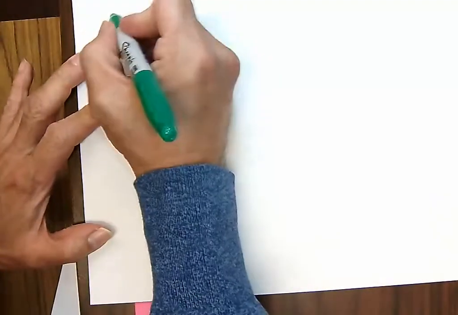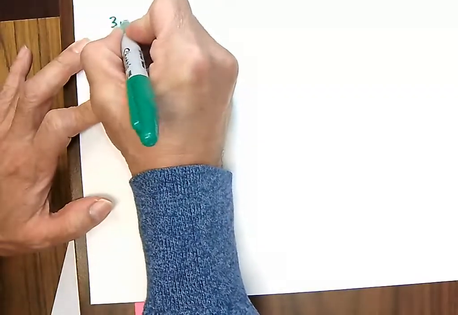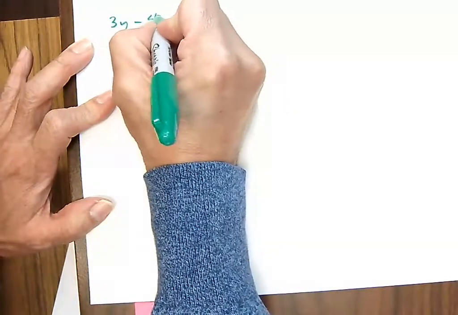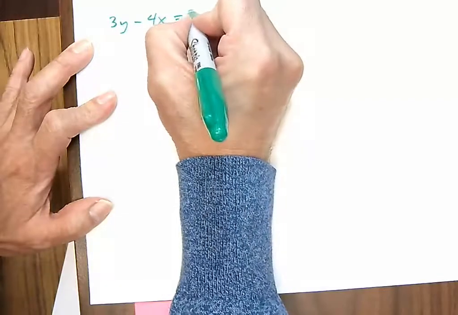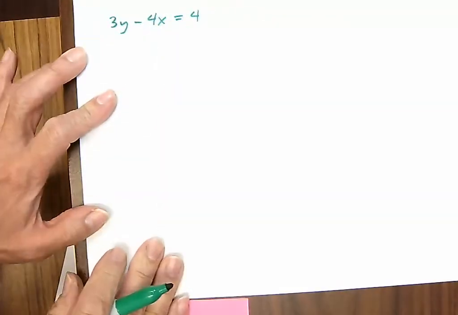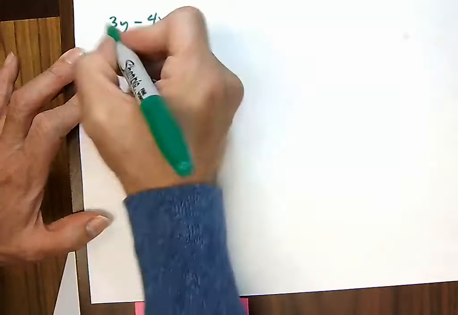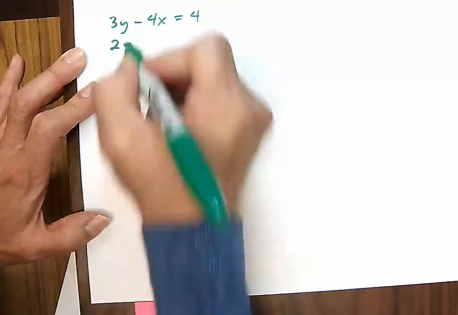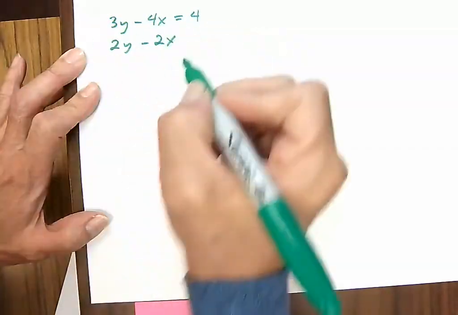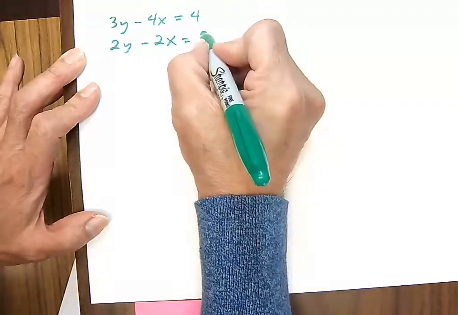In this video, we want to take an equation system and solve it using the matrix inversion technique. So let's take our first equation in our equation system, which is 3y minus 4x equals 4. And the second equation in our equation system is 2y minus 2x equals 3.